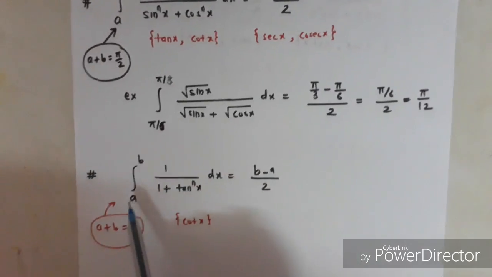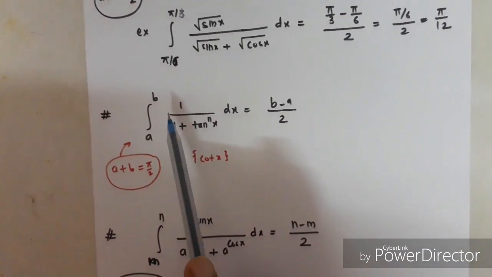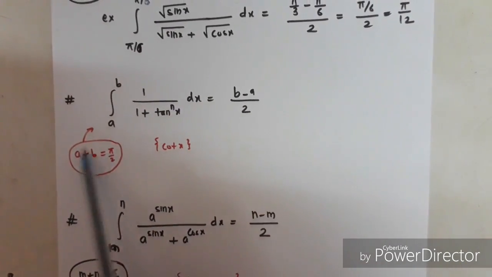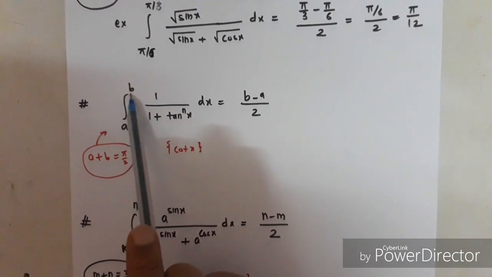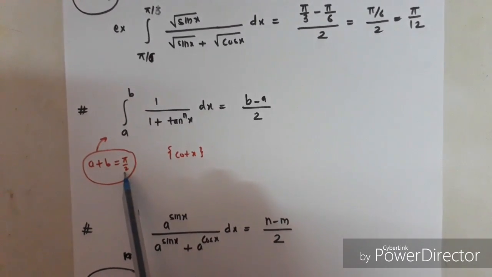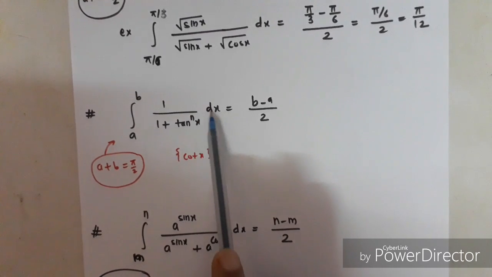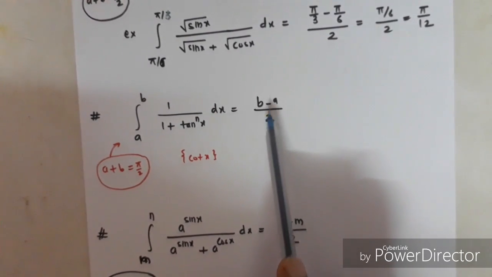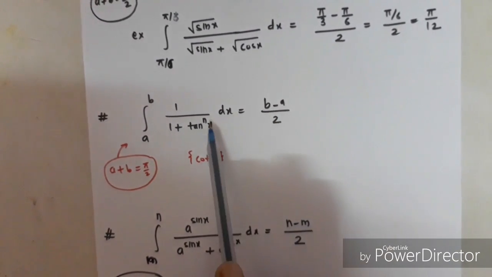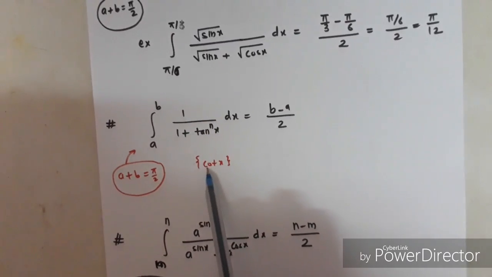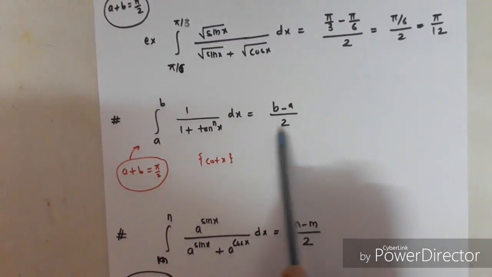Let's take another example, integral a to b, where a plus b is again pi by 2. The sum of upper limit and lower limit is pi by 2. 1 by 1 plus power of tan x. Answer is upper limit minus lower limit divided by 2. In place of tan x, if it is cot x, still the answer is same.